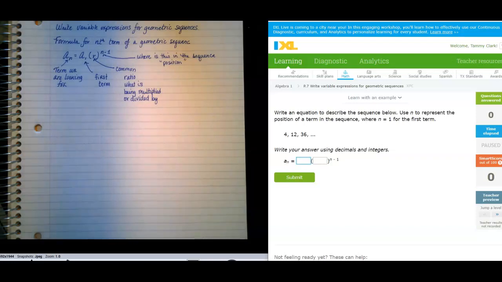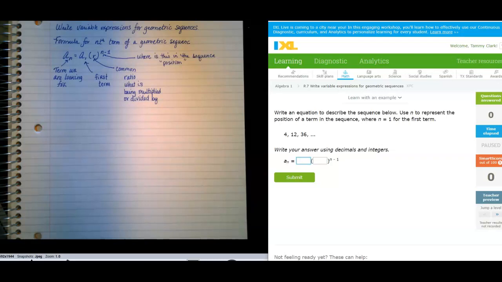Good day. Recently, we looked at writing variable expressions for arithmetic sequences where we had a constant rate of change that we could relate to slope. This time, we're going to look at writing variable expressions for geometric sequences. So in arithmetic, we were adding over and over and over again. In geometric, we're multiplying over and over and over again.